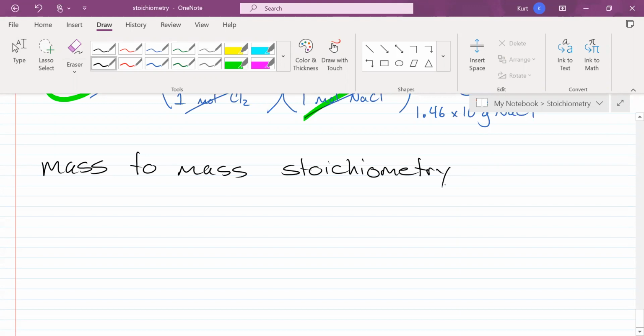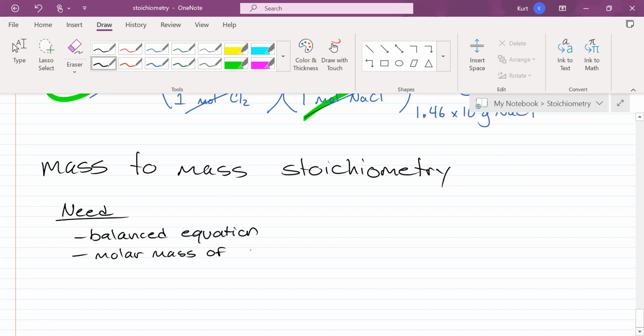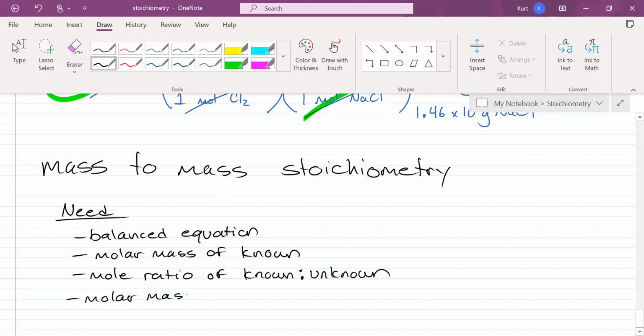Okay, mass to mass stoichiometry. This is as big as they get. Here's what you need. You need a balanced equation. You need the molar mass of your known substance. You need the mole ratio of known and unknown substance. And then you'll need the molar mass of your unknown.